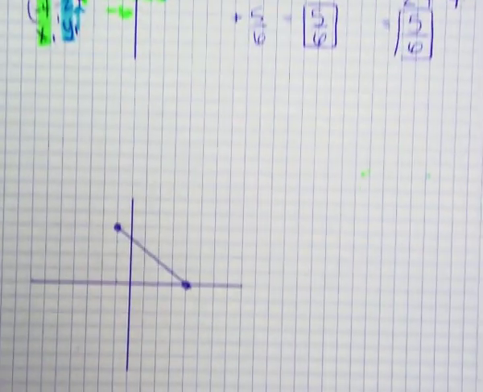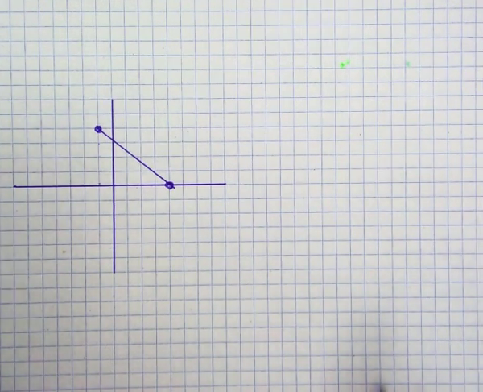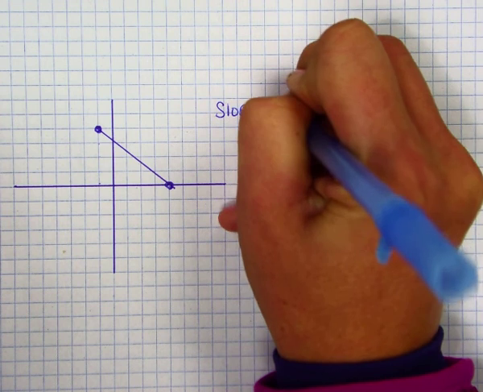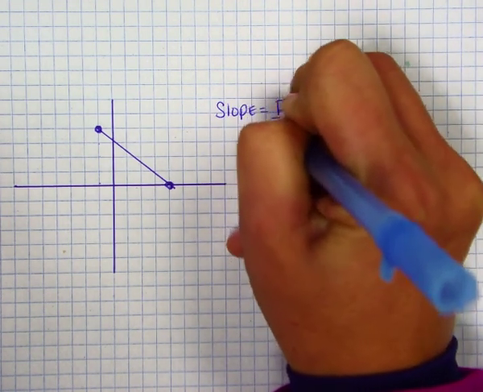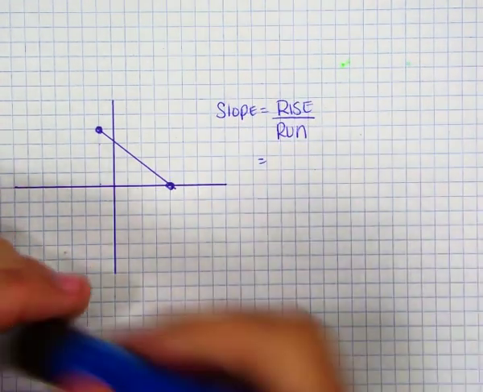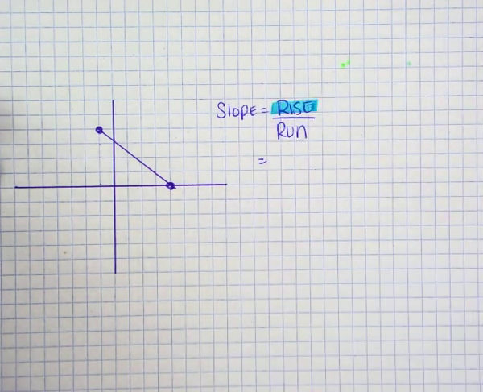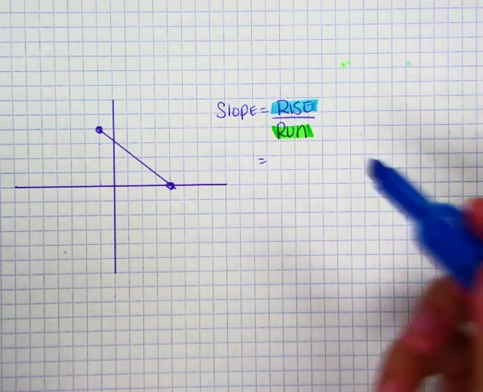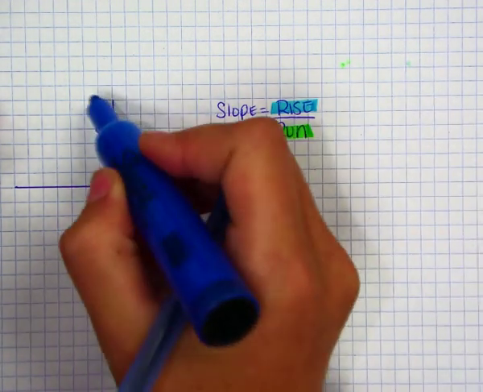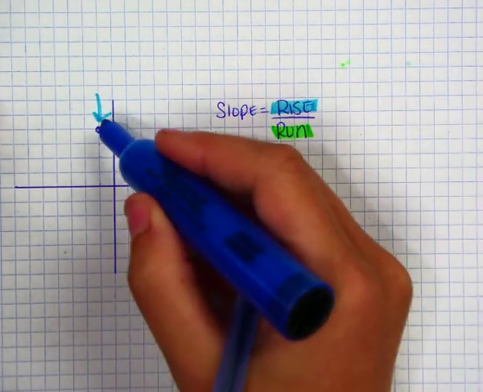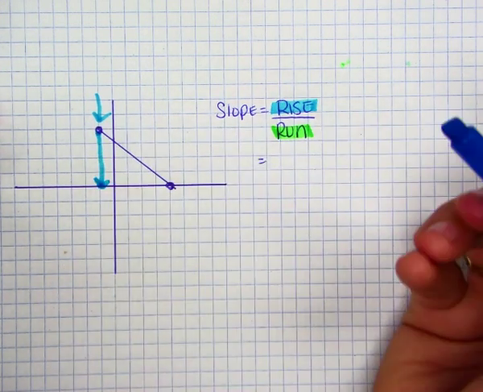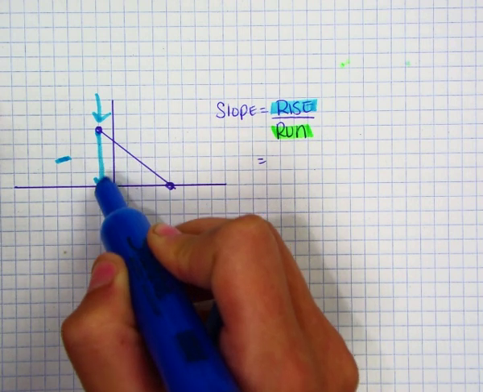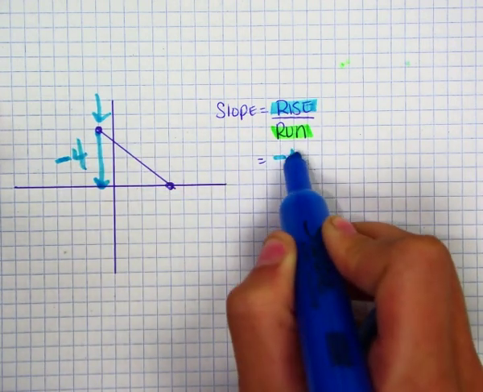We're going to do one more example. I'm going to do this a little bit quicker. So I'm going to determine the slope, which is rise divided by run. My rise is always going to be blue, and my run is always going to be green. Rise is a vertical movement, and I'm going to start at the leftmost point. So my rise, I'm going down, which is a negative distance. 1, 2, 3, 4. Down 4.